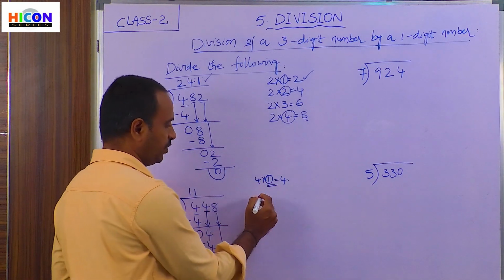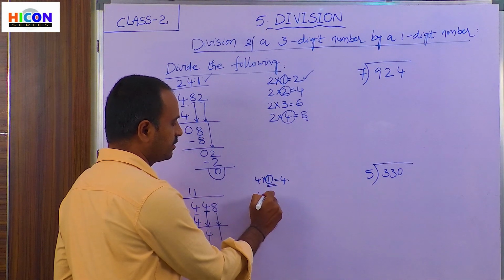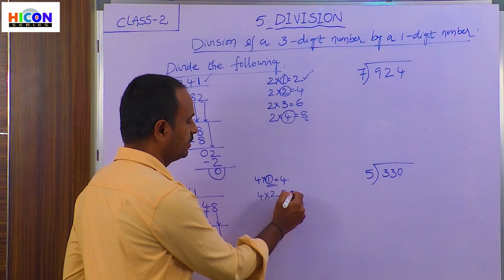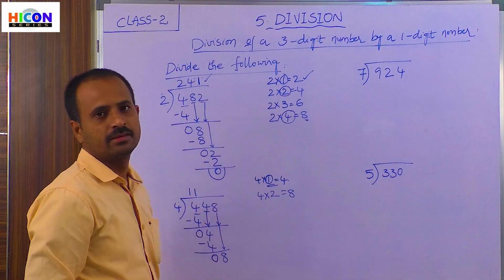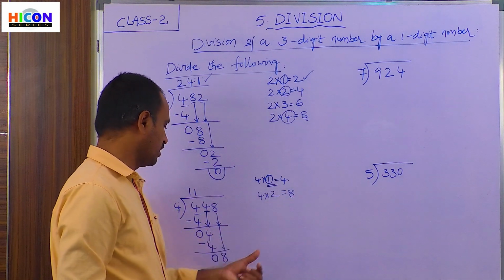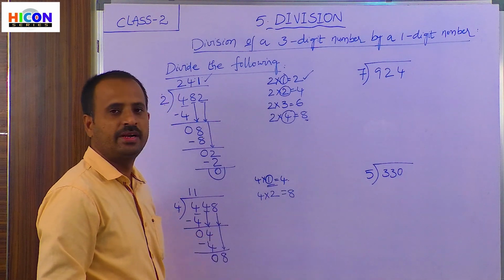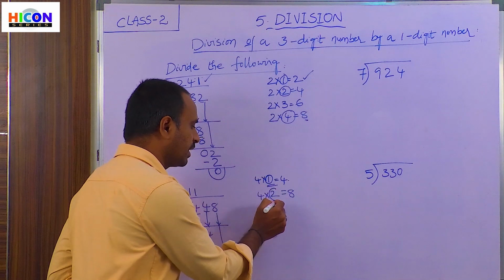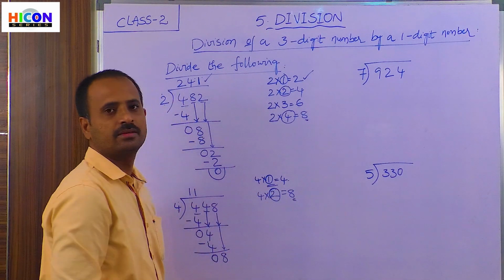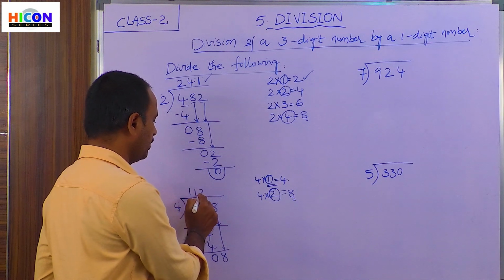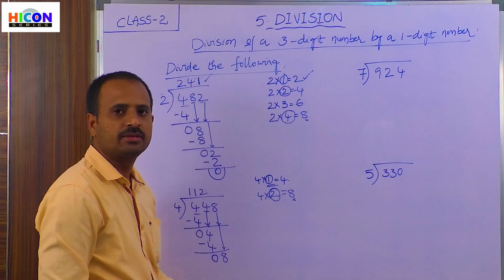So now continue to write the fourth table until we get the number 8. If you take 2 times, 4 2s are 8. So children, we have got the number 8 here. That means how many times do we have to take to get the number 8? We have to take 2 times to get the number 8. So that's why write 2 in the quotient below the 1.